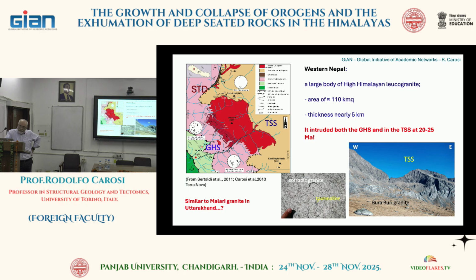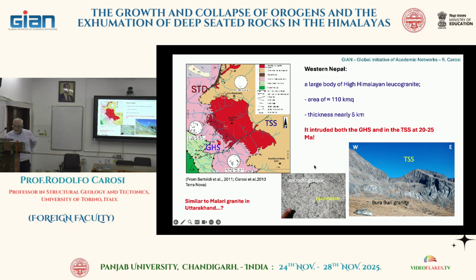Okay, there is a nice intrusion in Western Nepal that we found several years ago. This is a granite never found before that we named the Buraburi. It is a double peak, meaning sister and brother, more or less, in Nepalese, if I remember well. The very important feature of this granite is that it includes both the Greater Himalayan sequence in pink and Tibetan sedimentary rocks in light brown. So it is one of the few granites including the South Tibetan Detachment.